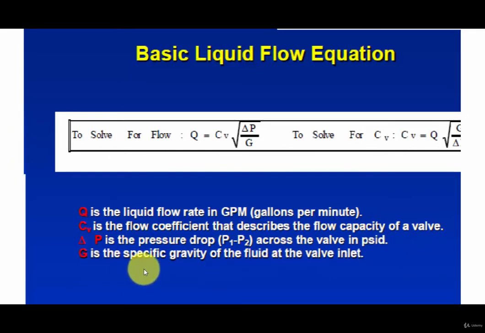G is the specific gravity of the fluid at the valve inlet. Specific gravity represents the type of fluid, that is, its density with respect to water. So G represents the type of fluid. It is the specific gravity of the fluid, which is available in tables. With this we will solve for the CV using software. Nowadays software is available. With that software we go to a vendor or manufacturer to get a suitable valve. Next we will see what parameters CV depends on.